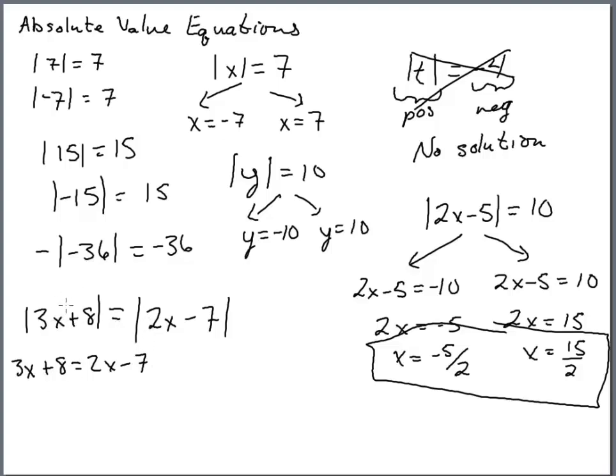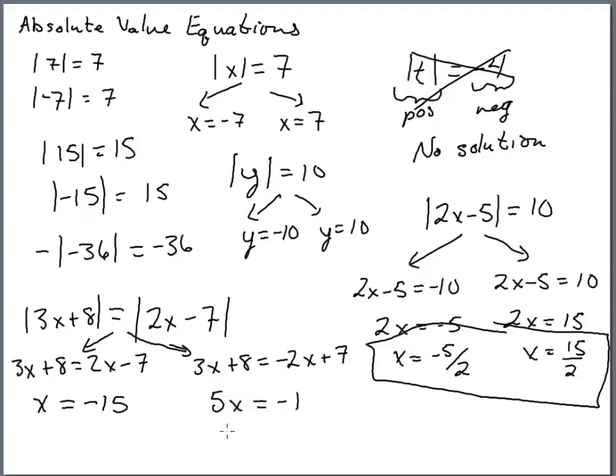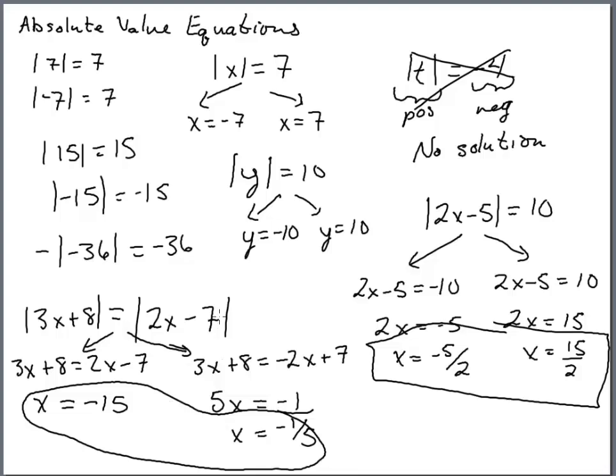The other answer comes if these two are opposite signs, whether one's positive and one's negative, or one negative, one positive, either way. So that's one equation. Here's the other equation. Gives us 3x plus 8 equals the opposite of this, -2x plus 7. And we solve these two equations separately. So subtract 2x, subtract 8, and that gives us one answer. And then over here we have add 2x, subtract 8, divide by 5, and here we go. Okay, there's absolute value equations.